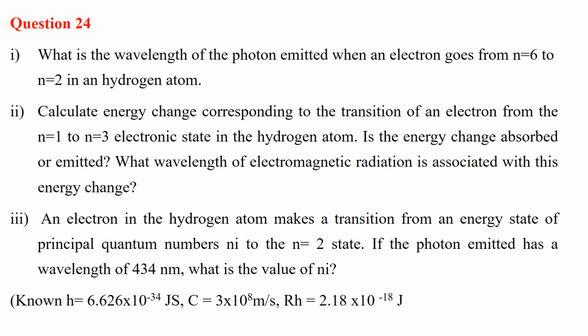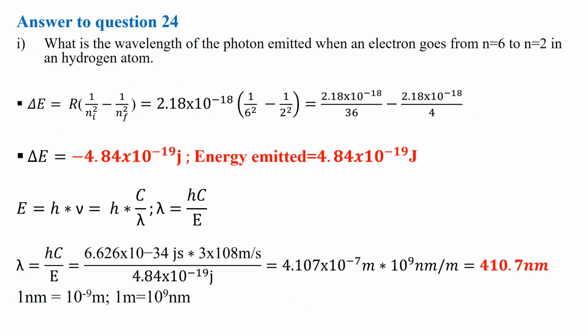Sub-question 1 of question 24 is asking: what is the wavelength of a photon emitted when an electron goes from n equal to 6 to n equal to 2 in a nitrogen atom? So we need to calculate the wavelength. As we know, we can calculate the energy first, and then after getting the energy, we can calculate the wavelength from the energy.